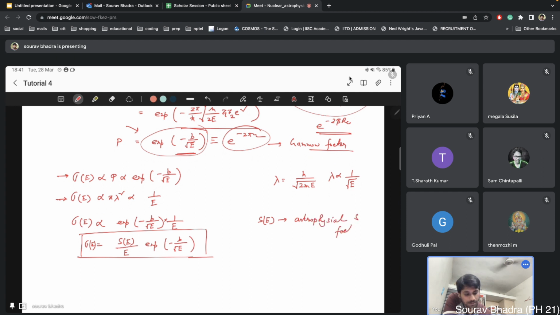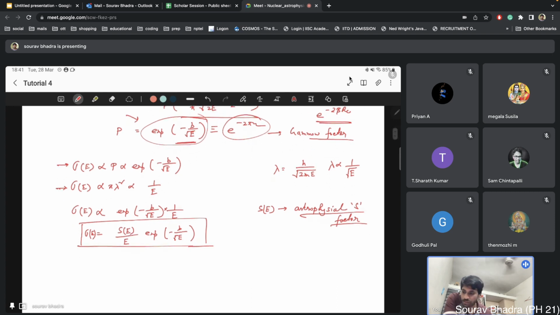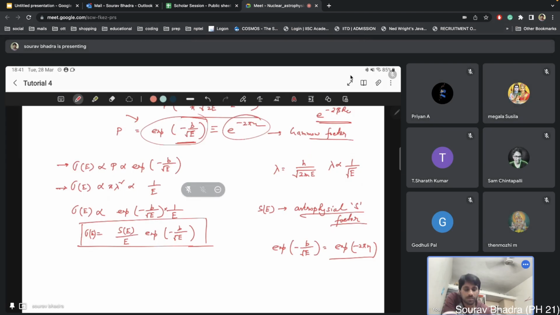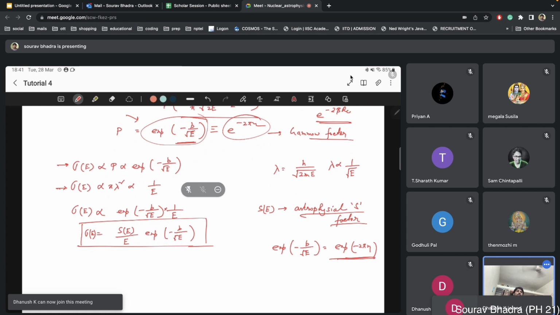The astrophysical S factor is of utmost importance in our 4th week's material. Now always remember one thing: as I am using a different notation, that exponential minus b is exactly exponential minus 2 pi n, which has been used by Sir. That's why I am writing it here again. The 2 pi n nomenclature has been used by Sir, and I am using this one.